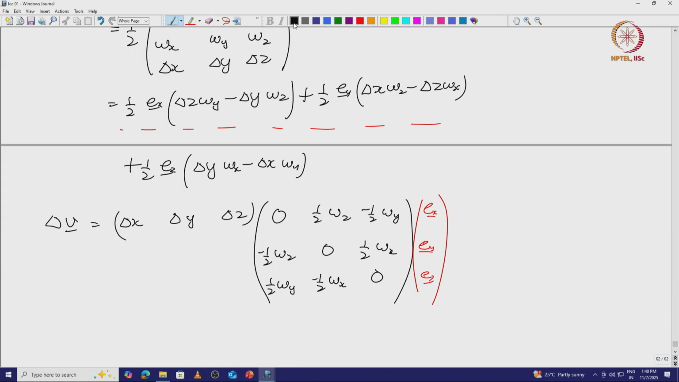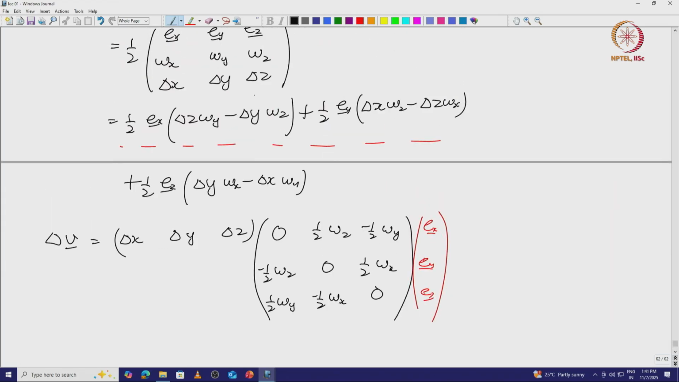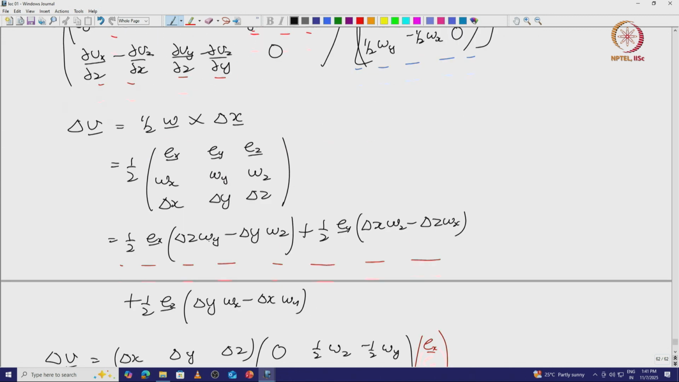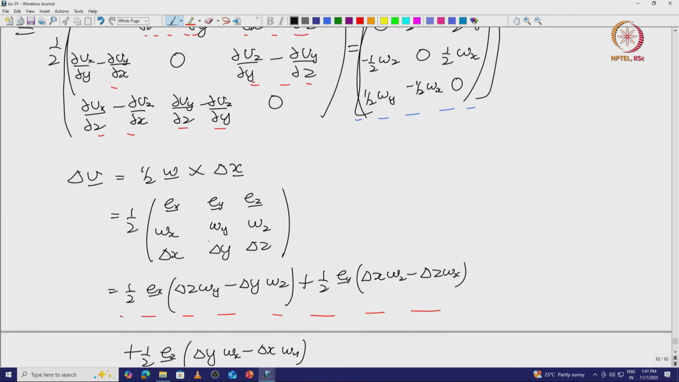Therefore, if I have a velocity difference delta V is equal to delta x cross half omega. Sorry, it is the other way around, I should write.